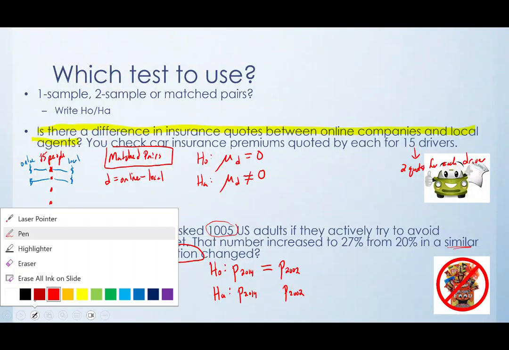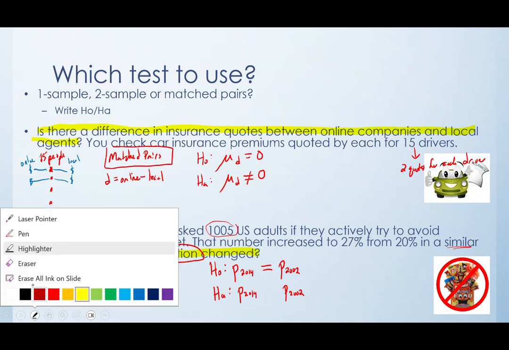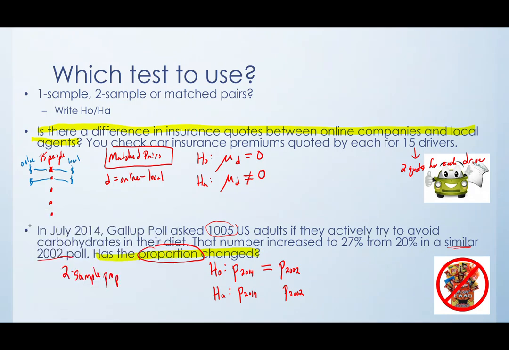Now our alternate is going to look the same, 2014, our 2002, and we've got to look at the question here, right? Don't look at the data, look at the question. The question just asks, has the proportion changed? So there's no inclination, no, if one's greater, one's less, right? So we are going to say, again, not equal to.